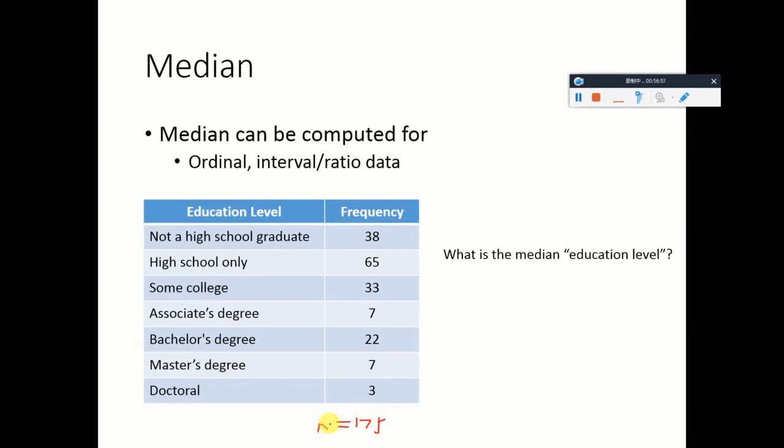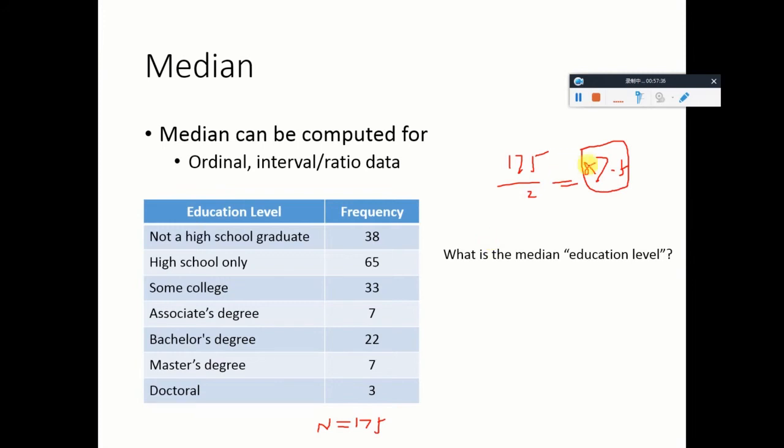So we have 175 people. And we just said median is the value that divides the sample into 2 halves. So we're going to ask, okay, what is the half value for 175? So 175 divided by 2. What is that? It is 87.5.